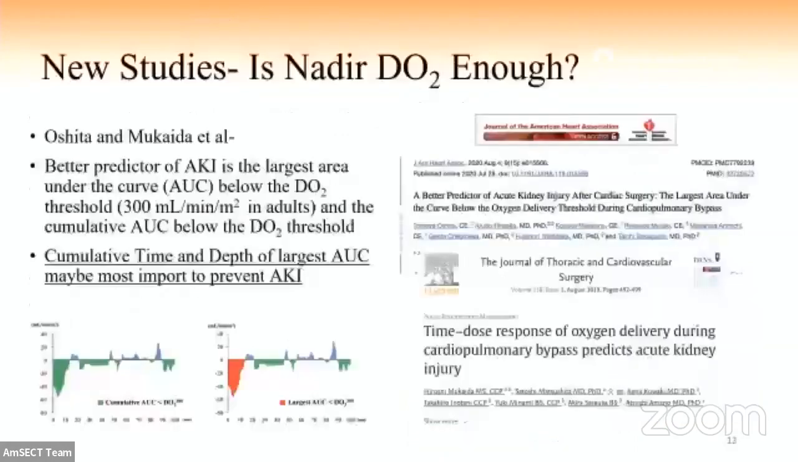So we'll take that into account. There's also other studies too that say a better predictor of AKI is the largest area under the curve below the DO2 threshold. So cumulative time and depth underneath the curve might be the most important factor. And this makes sense to me. The deeper and longer you go, that's probably what's causing the damage here, not just slipping below your threshold once in a while by a couple points.